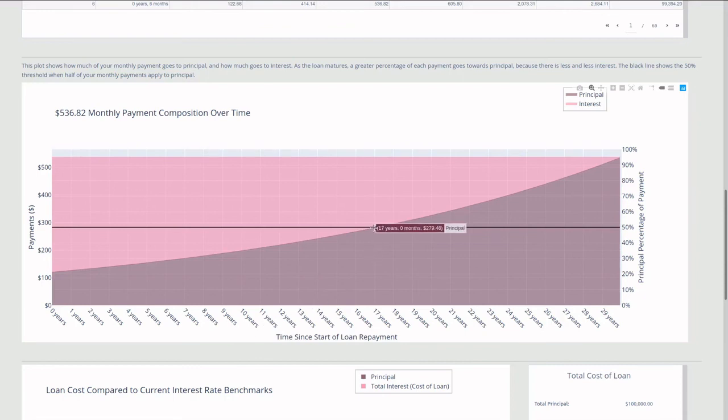By hovering over this point in the graph, where the number crosses the 50% threshold, you can see that this will occur at roughly 17 years into the loan. So that is how you can figure out at what time your monthly payments will start consisting of more principal than interest.